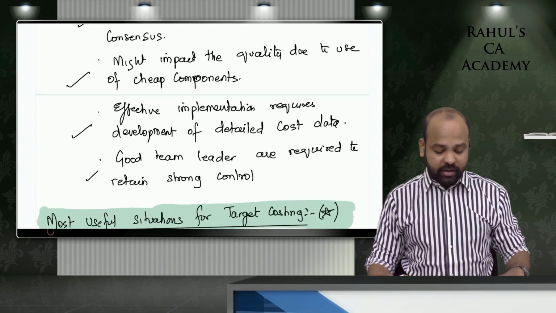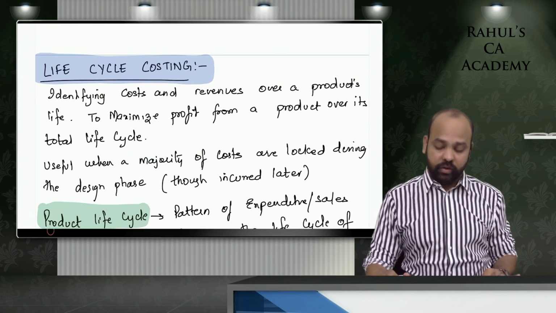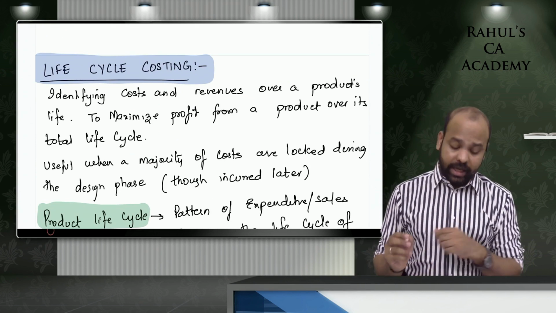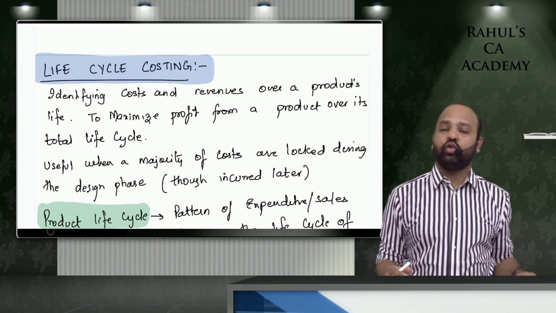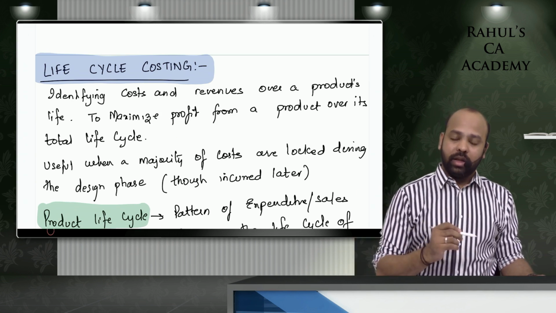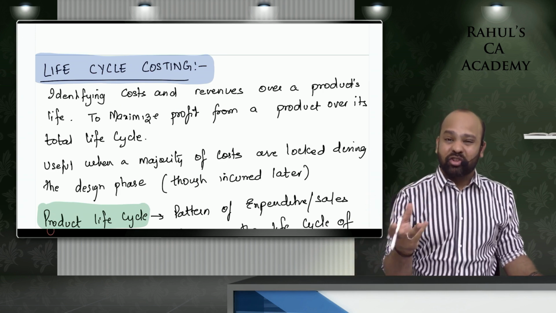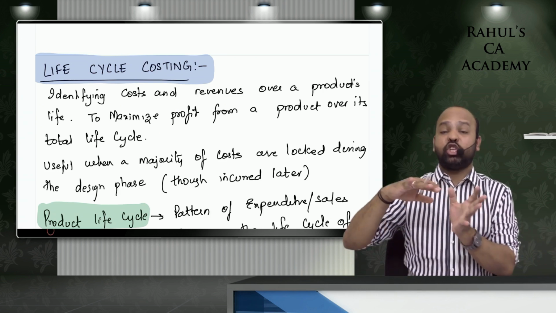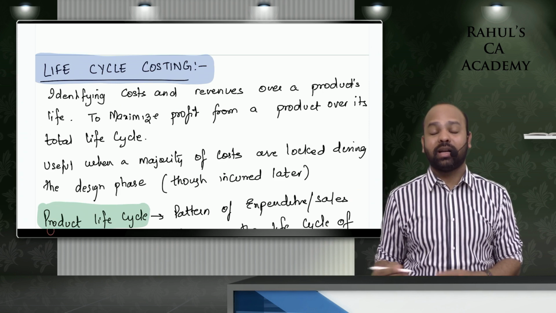So yes, that brings us to the end of target costing under cost reduction. Now the next concept is life cycle costing. What exactly is life cycle costing? Now life cycle costing is all about identifying the cost and revenues over a product's life cycle. All of us know that a product goes through 4 different phases. We divide the phases into 4 categories. There is the initial embryonic stage, or the introduction phase of a product. Then comes the growth phase, the maturity phase, and the decline phase. Introduction, growth, maturity, and then the decline or the death of a product.